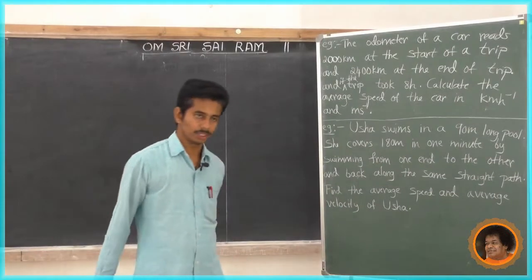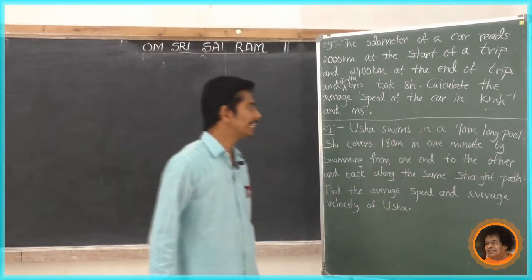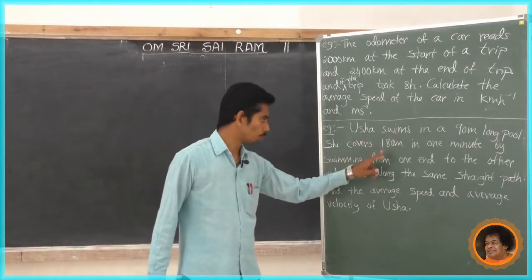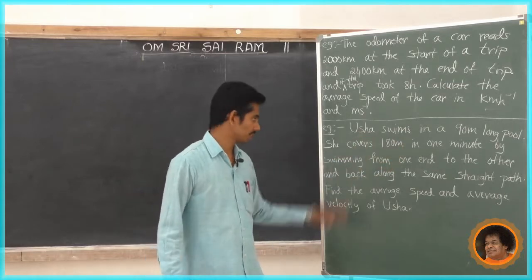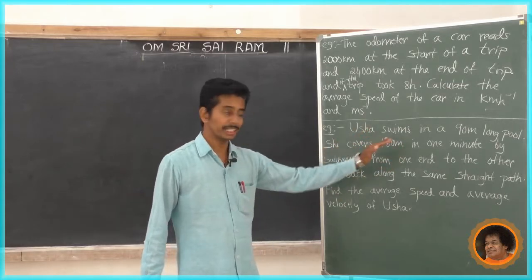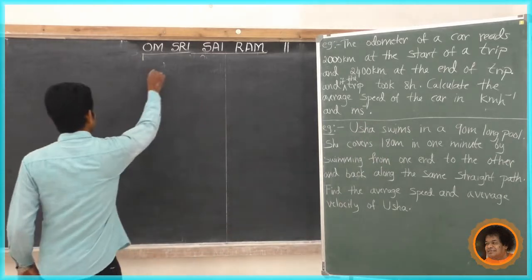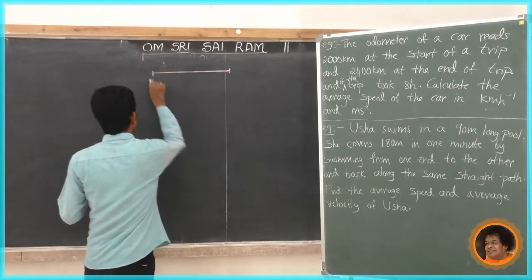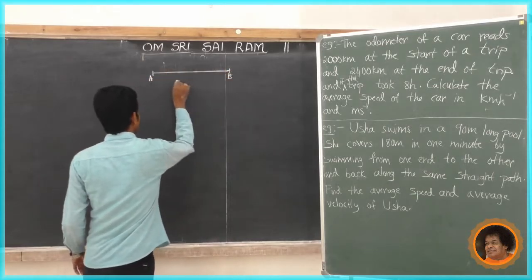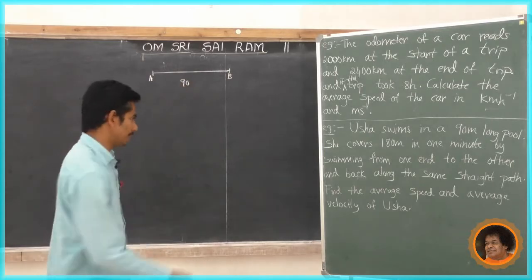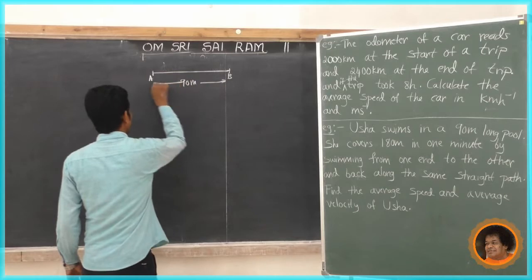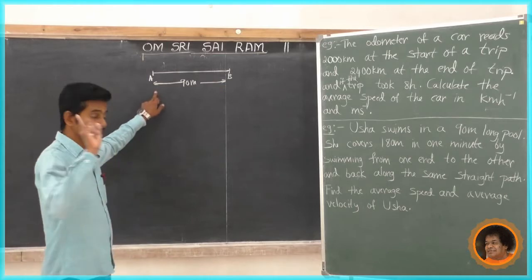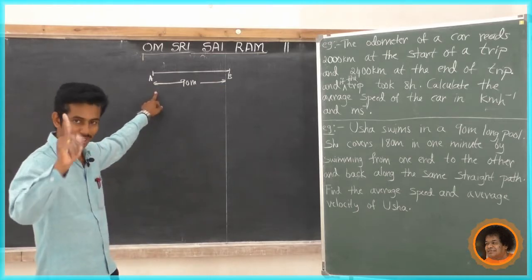Now, second example. Usha swims in a 90-meter long pool. Long pool means swimming pool. She covers 180 meter in 1 minute. Look at the question. Usha swims in a 90-meter long pool. Now, this is a swimming pool. What is the total length of this pool? This is A, this is B. It is 90 meter. So, this is the total length of the pool.